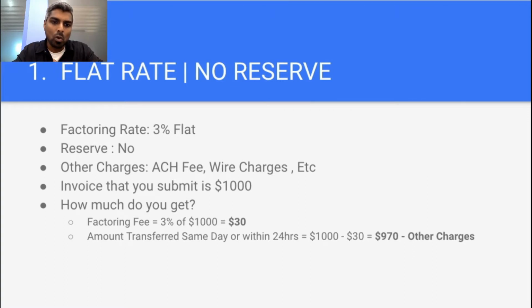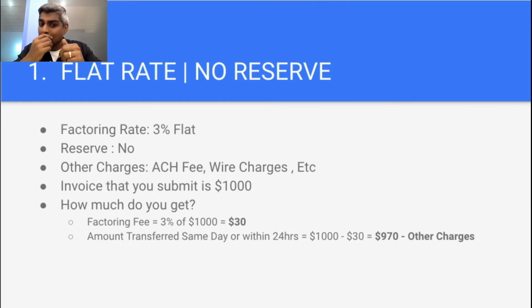Once you submit the load to the factoring company, they will verify it with the broker. Here the factoring fee is 3% flat, so 3% of $1,000, that's $30, is going to be the factoring fee. So you will get $1,000 minus the factoring fee, that is around $970, minus other charges, which I'm not considering right now, but there would be some other charges. It will be transferred to you on the same day or within 24 hours. That's the case when the rates are flat and there are no reserves, right?